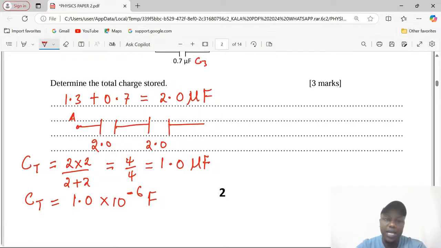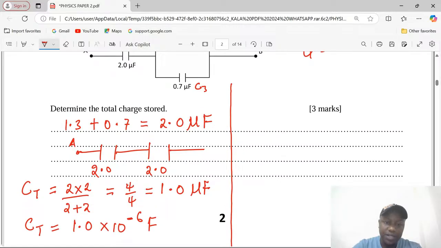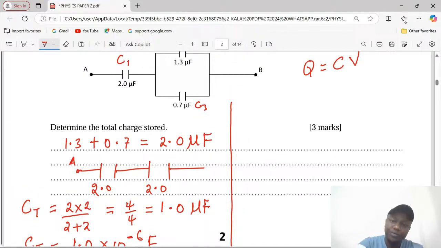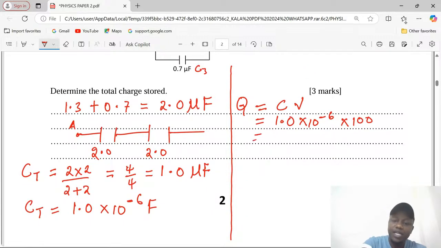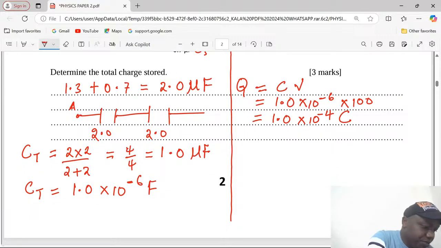So the effective capacitance is 1.0 times 10 to the power of -6, in the SI units, which is farads instead of microfarads. Now we can talk of Q, the charge stored in the system, CV. So we need 1.0 times 10 to the power -6 multiplied by 100. This is going to give us 1.0 times 10 to the power -3. Because it is charge, the units will be coulombs.